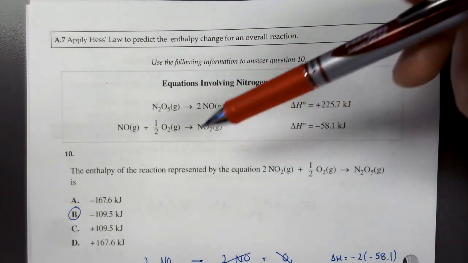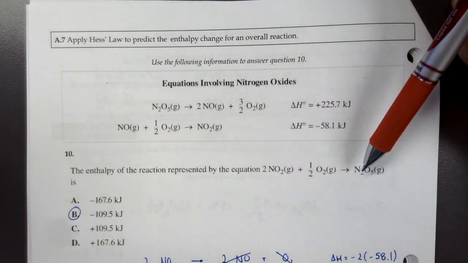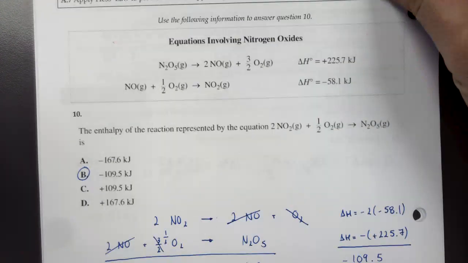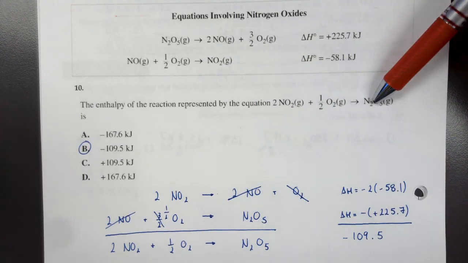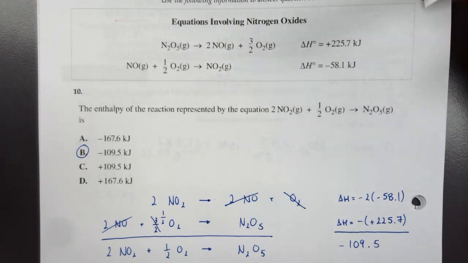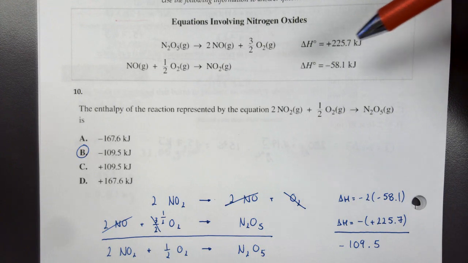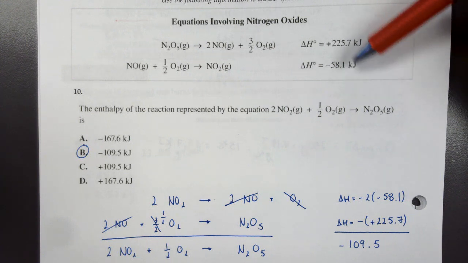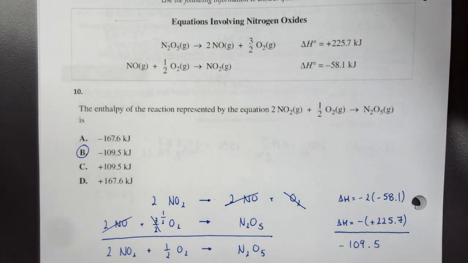The enthalpy of the reaction represented by this is blank. Okay, so they've given me a few equations and they want me to add up to this net equation. This is a Hess's law question, and this is how it works. A few reminders. Number one, if you change the equation, you have to change delta H. And at the end, once you've added all your reactions, you add up your delta H.